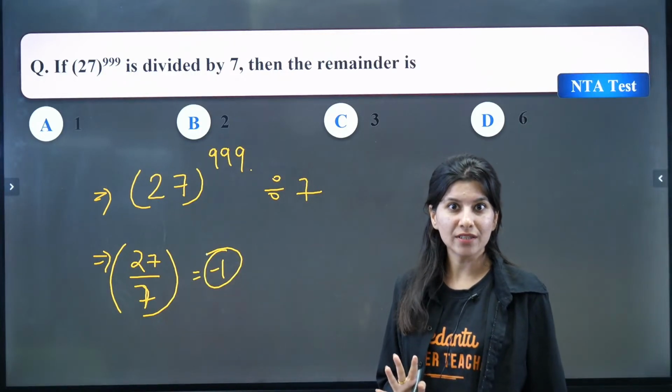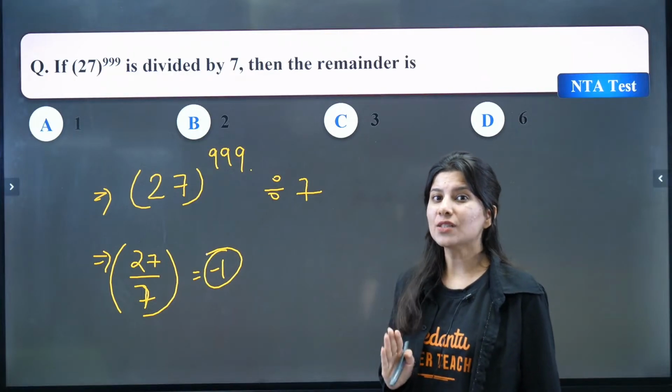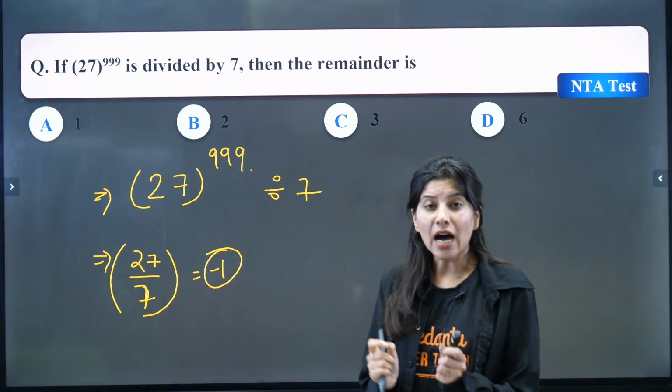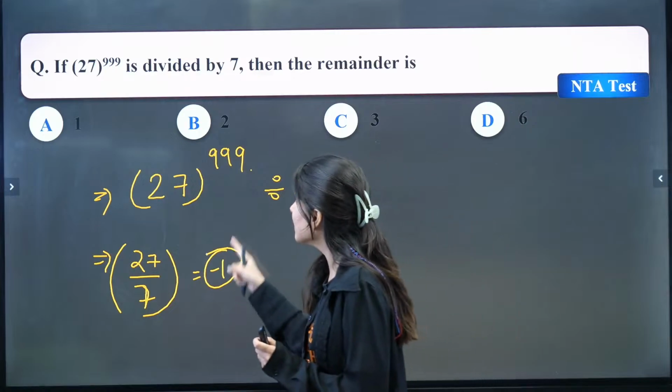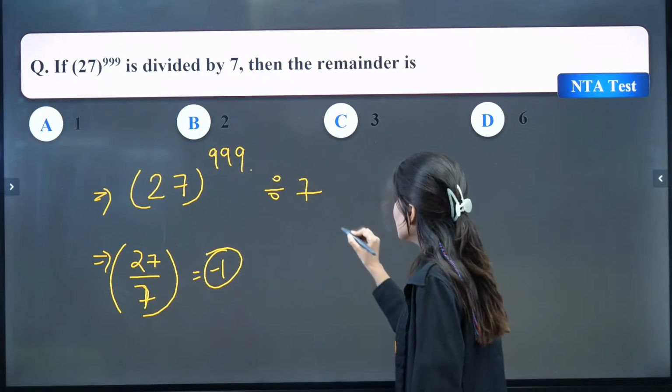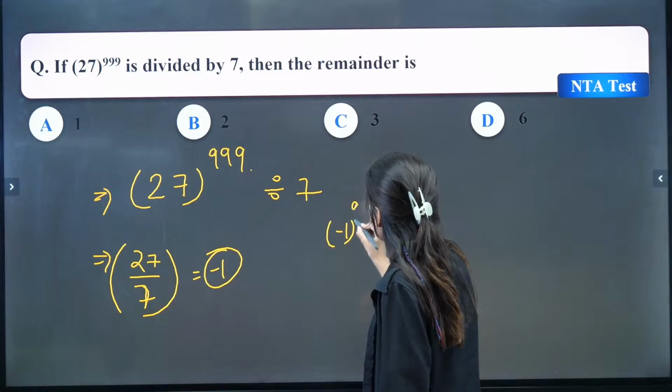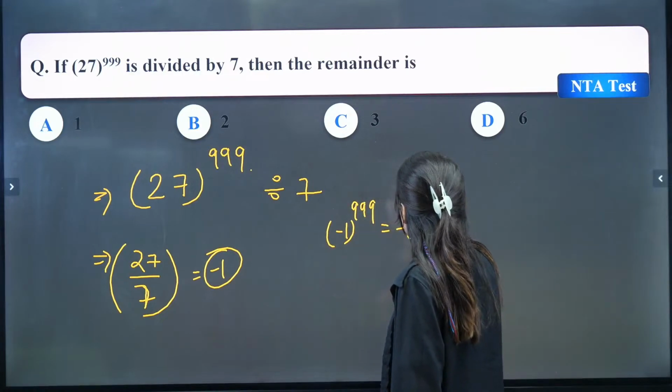Are you getting my point? You will get minus 1 as the remainder, right? Now the shortcut says that this minus 1 will be raised to power 999. So overall that remainder will be minus 1 raised to power 999. So minus 1 will be the remainder.